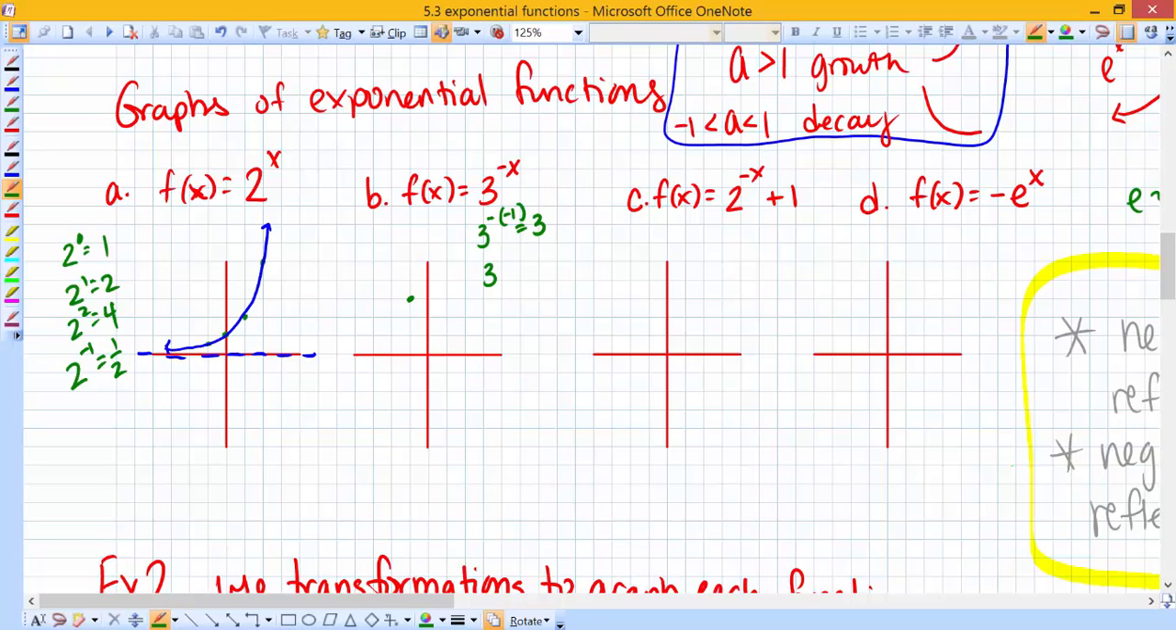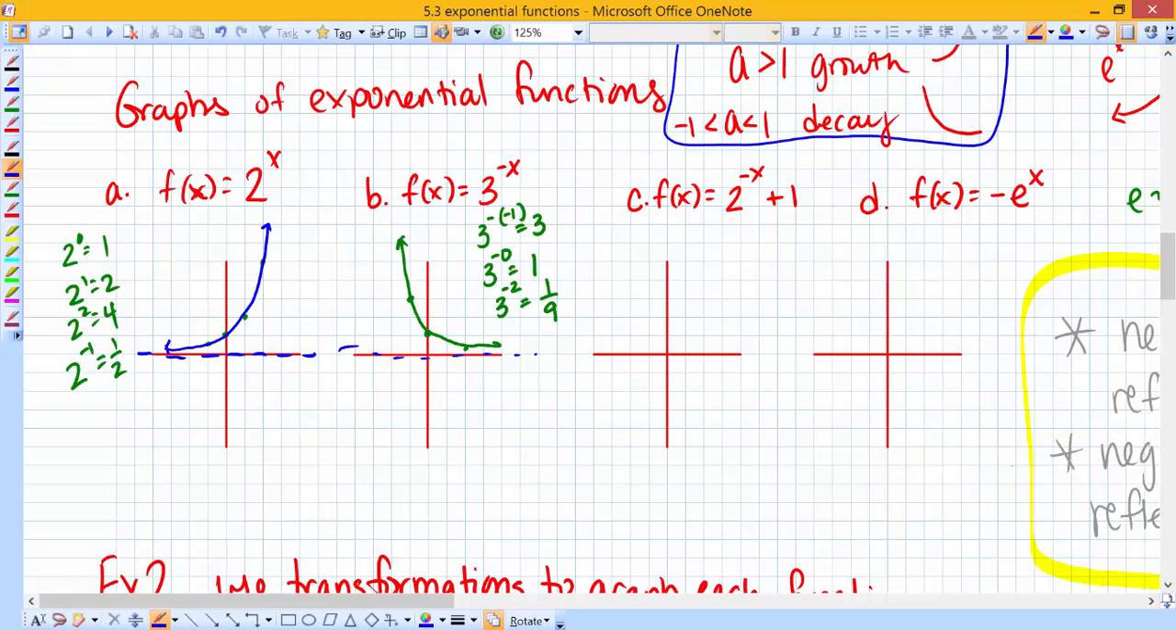What if I plug in 0? 3 to the negative 0 is 1. What if I plug in 2? So this would become negative 2, which is 1/9. So I can see my curve. Once you see your curve, you don't need to continue to graph, and my asymptote is at y equals 0. See how the negative exponent made this become decay?